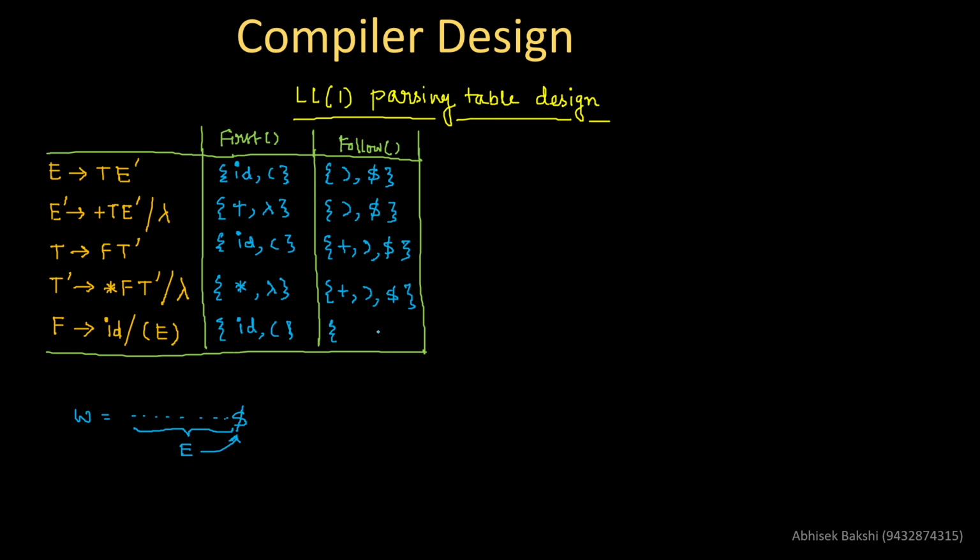And then I have to check follow of F. Wherever F is encountered, I have to check it. F is encountered in this particular production rule, and even in this production rule. According to this production rule, T can be written as F T dash. Follow of F is first of T dash, right? And first of T dash we know is star and lambda. But lambda I cannot write, but I can write star at least.